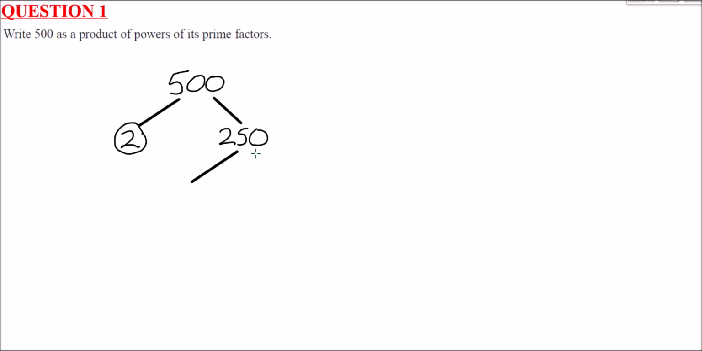So 250 is even, so I'm going to suggest we can divide it by 2. You don't have to, that's just my way of doing them. That gives us 125. 2 is prime, so that's why I've circled it. 125 isn't, so we go again. Now 125 isn't even, but that's not to say we can't divide it by something. 125, because it ends in 5, that means we can divide it by 5. 5 is prime, so we're going to circle it.